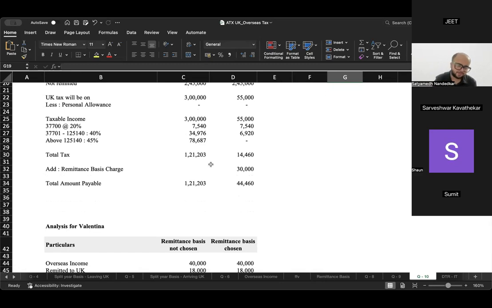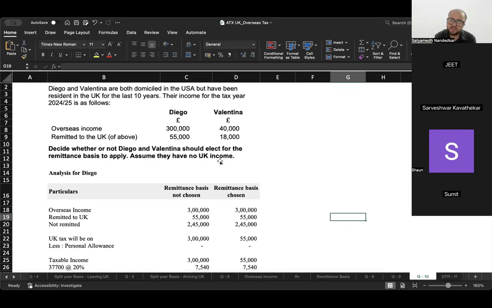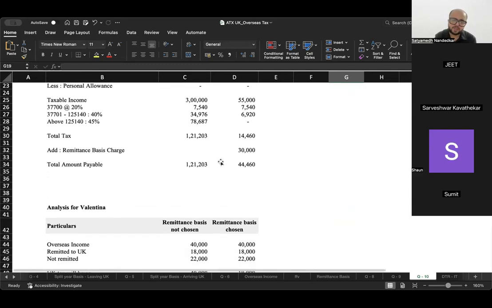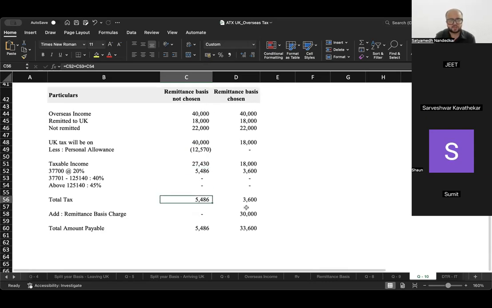Thank you. Welcome. Now, for Valentina, she earned 40,000 overseas. Assume that she goes for the arising basis. She earned 40K overseas. She remitted 18 to UK, 22,000 is not remitted. The UK tax will be on 40,000 because you are not choosing the remittance basis. You get your PA. Taxable income is 27,430. Tax is 5,486. If she chooses the remittance basis, unremitted amount is 22,000. Remitted amount is 18,000. No PA because you have chosen the remittance basis.